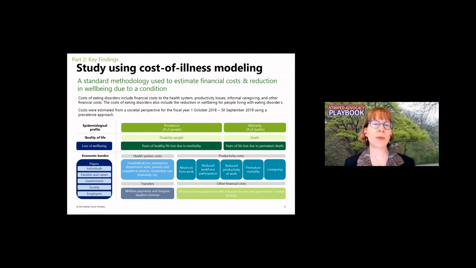We started by going through the epidemiologic literature to get the latest data on prevalence, on mortality, on quality of life, which is critical for estimating well-being losses. We looked at the economic burden in 5 payer groups. That's individuals, families and carers, government, society, and employers. And then we went through the steps of cost of illness modeling to estimate costs for health systems, that's hospitalization, emergency department, primary care, outpatient, residential treatment, anything that's part of the health system. We also looked at productivity costs and businesses.